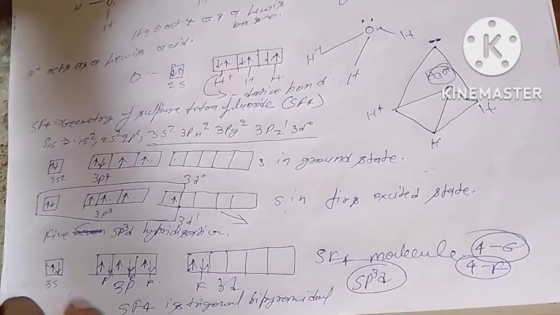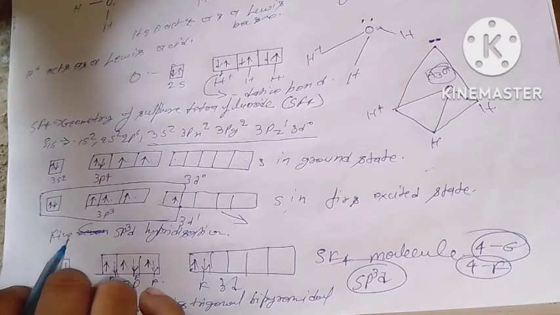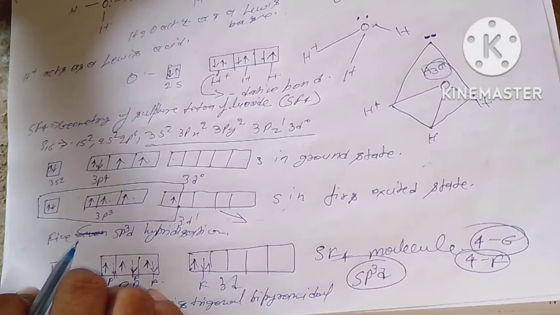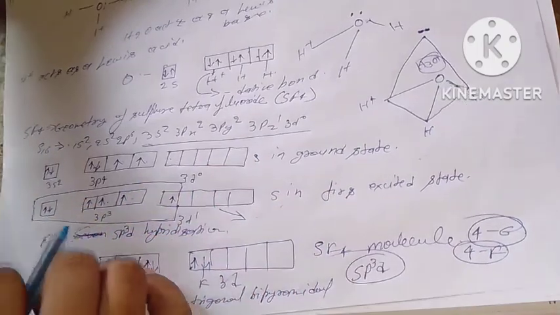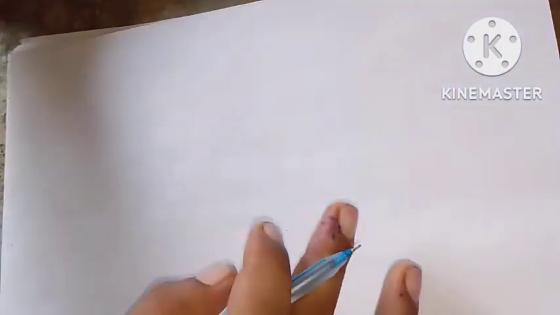Trigonal bipyramidal, okay, but due to the presence of 1 lone pair in the equatorial position, the SF4 molecule has a distorted trigonal bipyramidal shape. The lone pair occupies the equatorial position, since in this case repulsion is minimum.